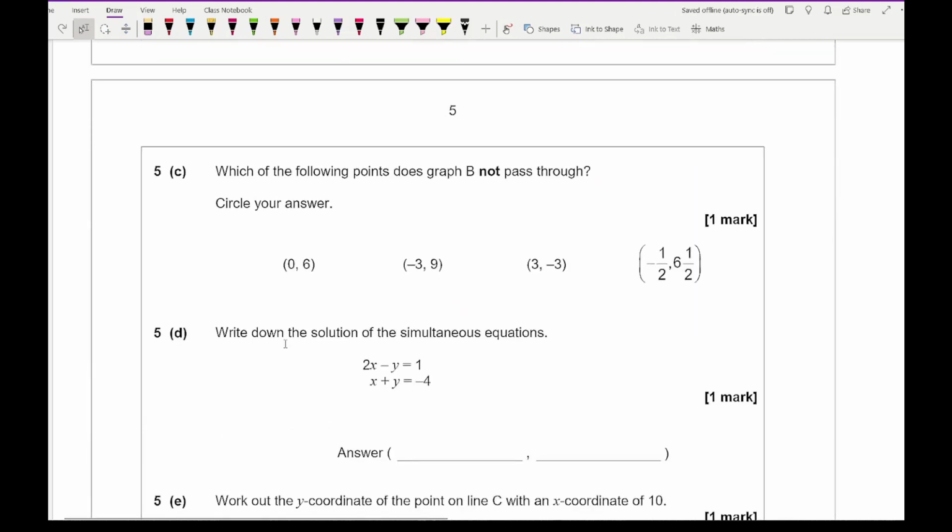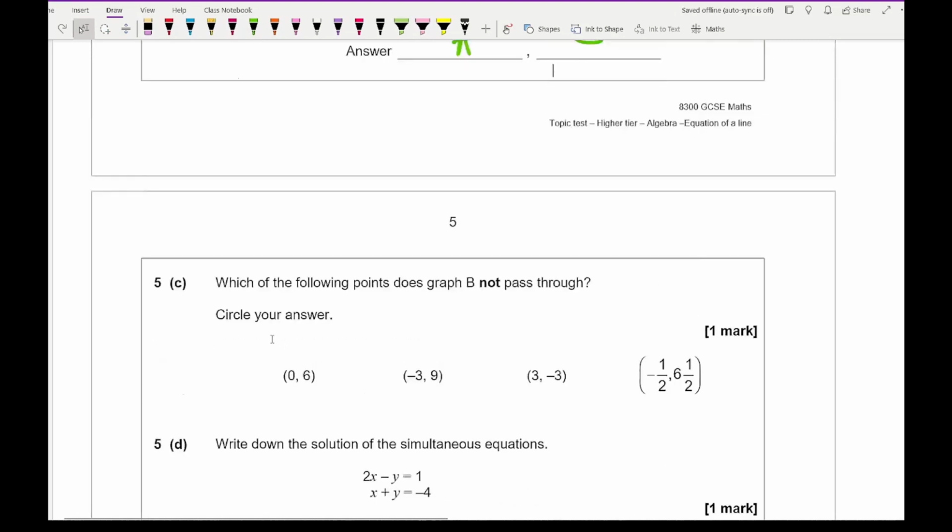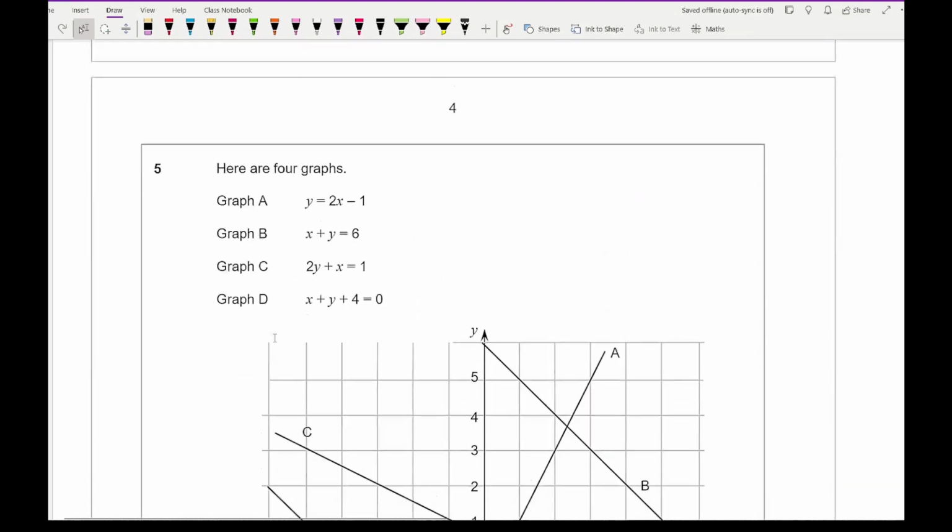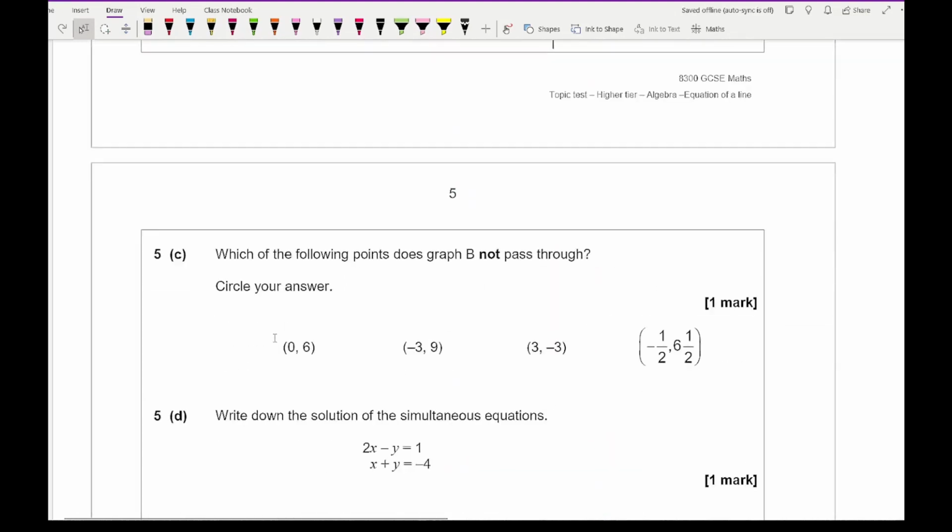Moving on to 5c, it says which of the following points does graph B not pass through. All you need to do is substitute the x and y values of each point into the formula for B, which, if I'm not mistaken, is x plus y equals 6. So B is x plus y equals 6. You want to see, when you add the 2 coordinates together, which one doesn't give you positive 6, and the one that doesn't is the third one.